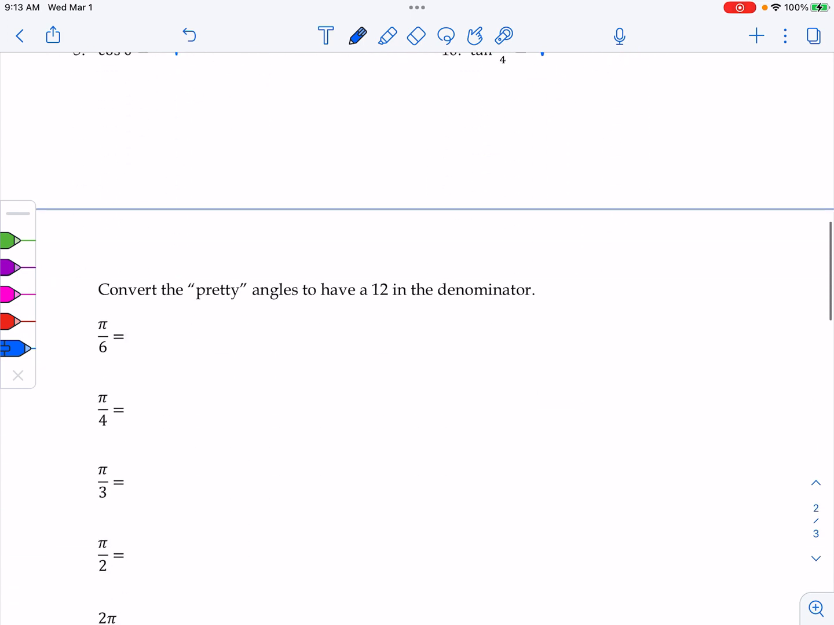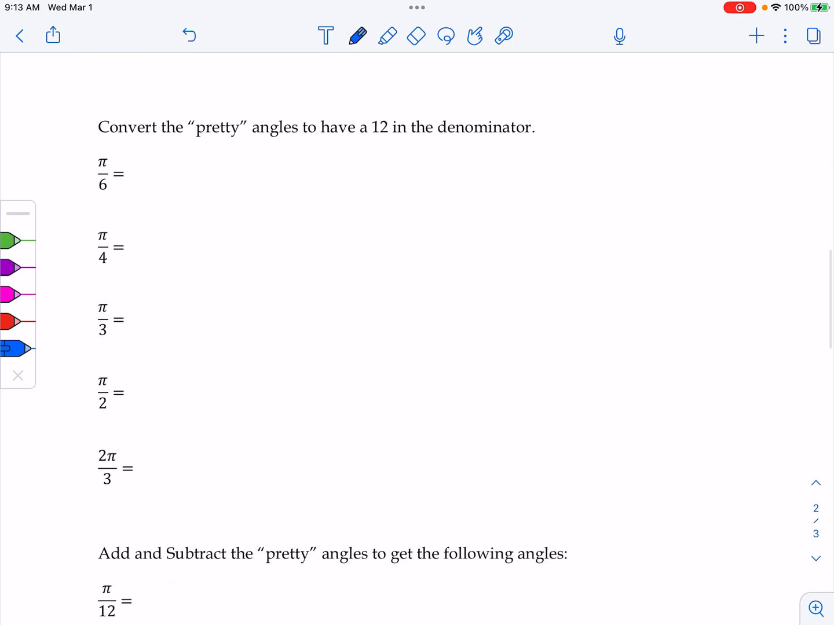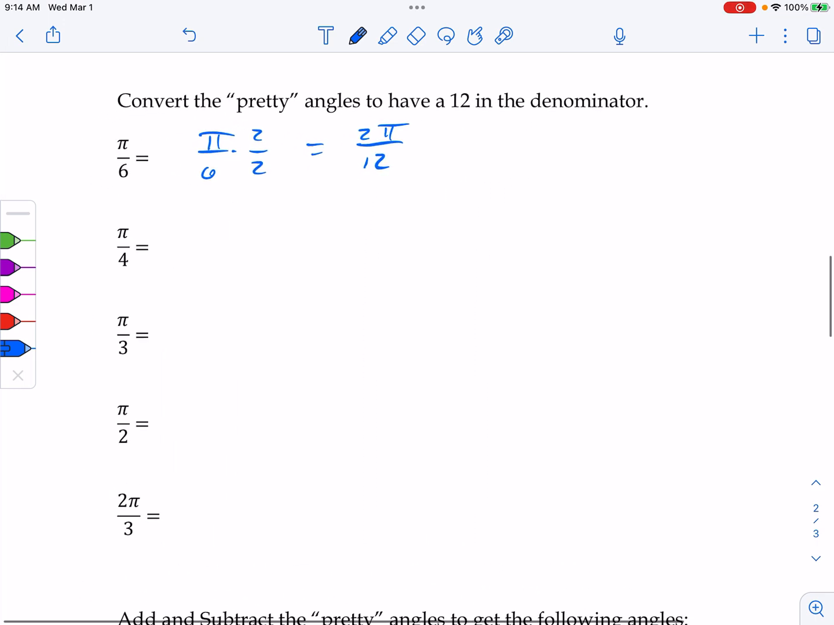All righty, next. We want to convert pretty angles to have a 12 in the denominators. If I want a 12 in the denominator, you have to multiply 6 times 2, so you end up with 2 pi over 12. We don't want to reduce it. The goal is to have a 12 in the denominator, and you'll see in a minute why we need to do that.